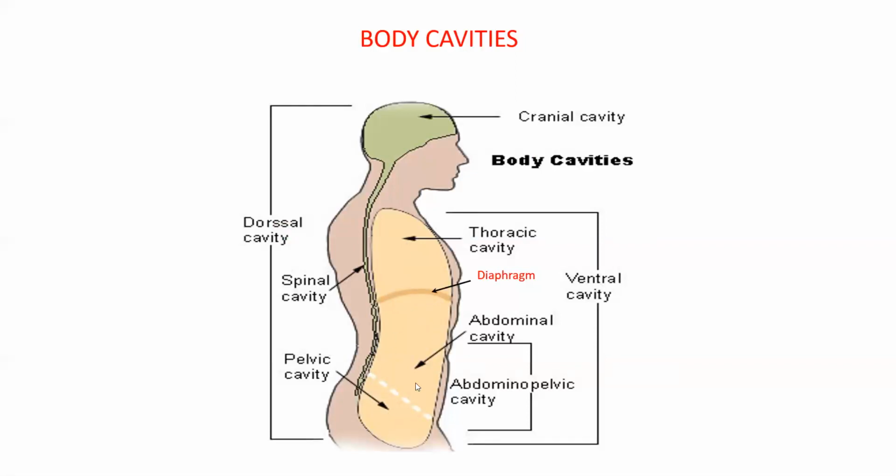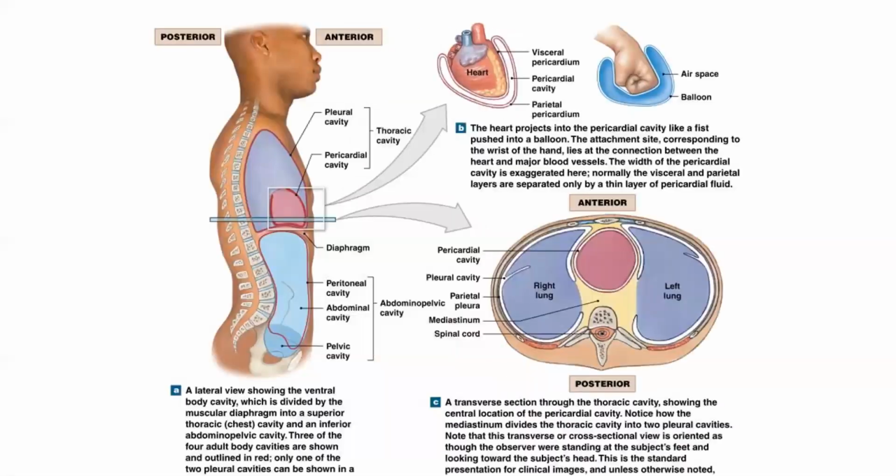The abdominal cavity is located superior to the pelvic cavity. However, there is no clear structure that clearly delineates the two cavities, and so it's often referred to together as the abdominal pelvic cavity. Here is a lateral view in the sagittal plane of how these cavities look.